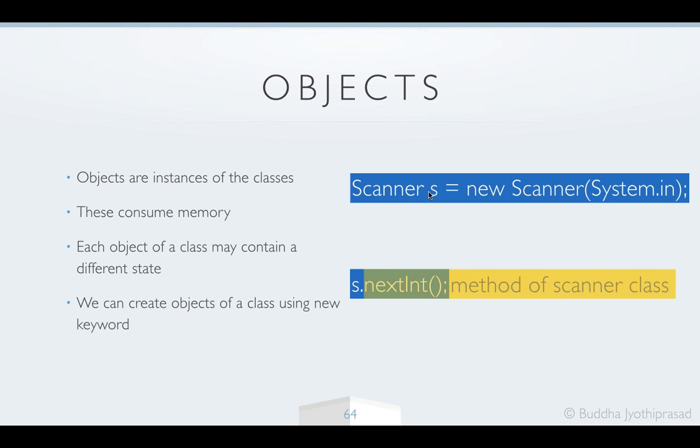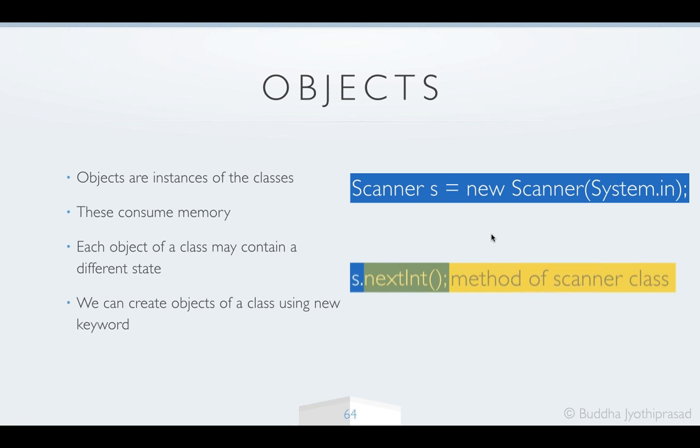So what we can do is create another scanner object that can read from a file. From this, what you can learn is each scanner object will read from a different input source. So each will have a different state of its own. Where it has to read from is a state. So each object will contain a different state that can actually be used when that method is getting called.